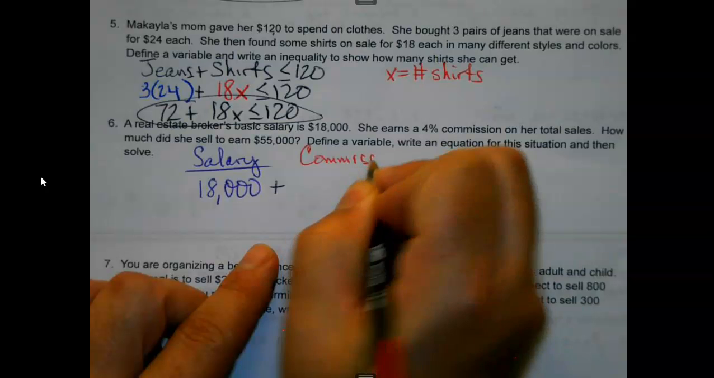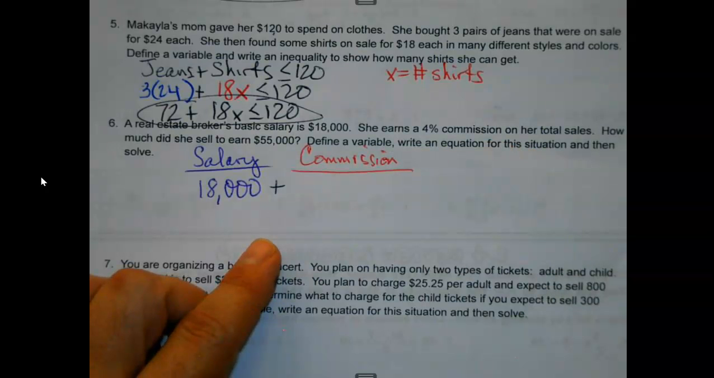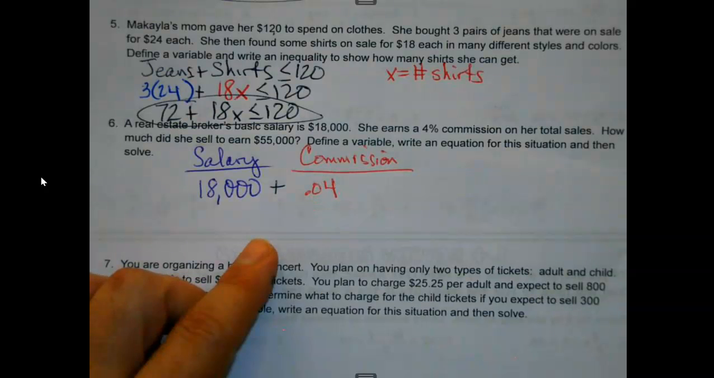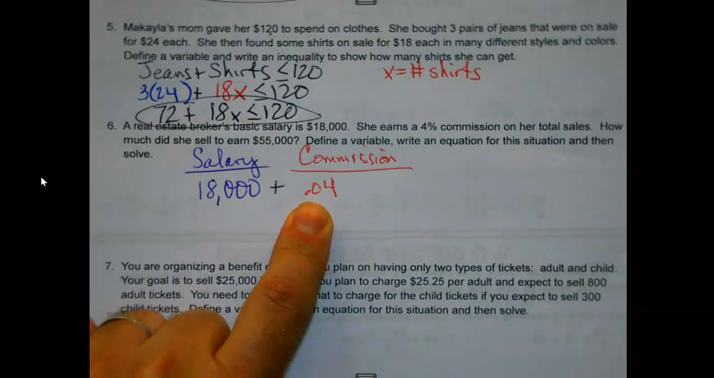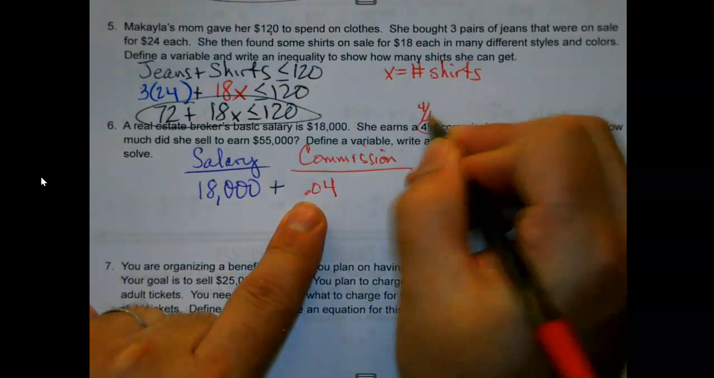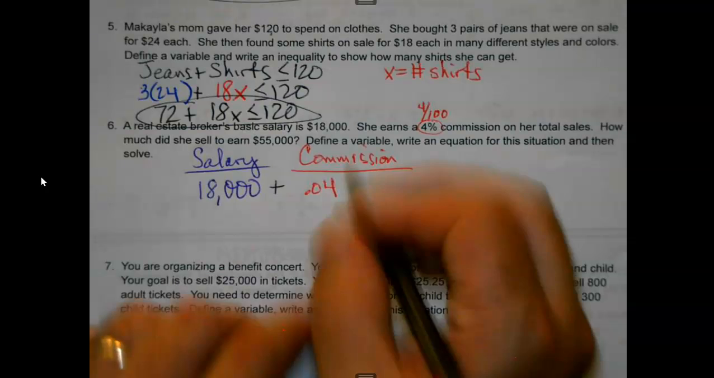So if I'm good at this and I sell some houses, I'm going to get a commission. So I'm going to get 4% as a decimal. Again, whenever you're dealing with percentages, you're just dividing them by 100, moving the decimal point 2 places to the left. Got to do that part, though. On total sales, it doesn't say anywhere how much she sold.